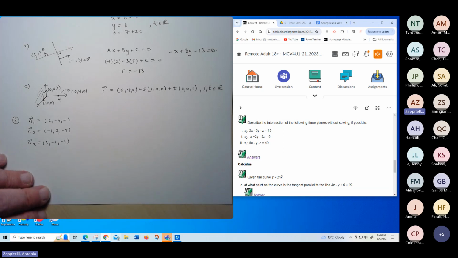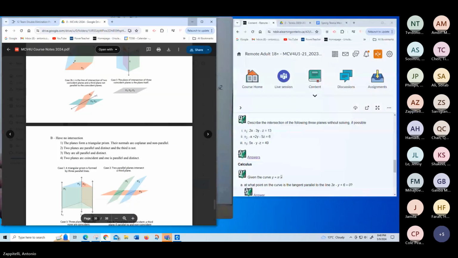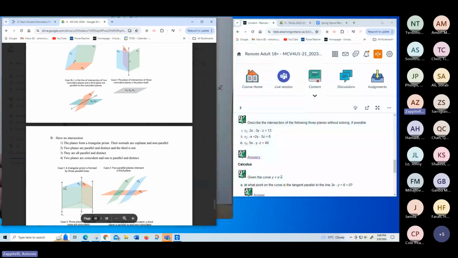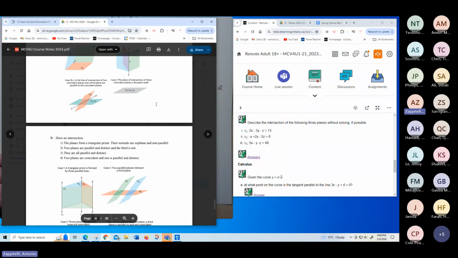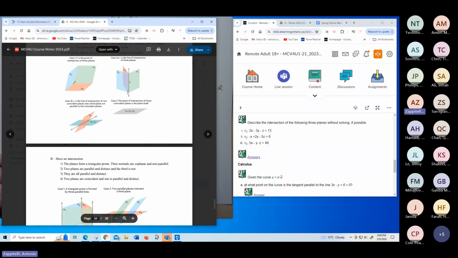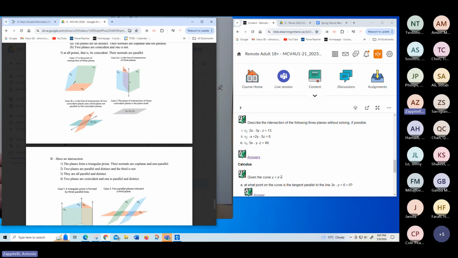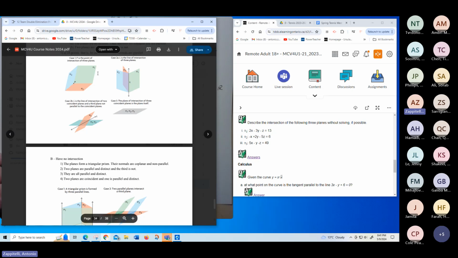So that means there's only 3 possibilities left. Okay, it could be the triangular prism where there's no intersection. It could be the 3 planes intersecting in a line where none of them are parallel to each other, or it could be intersecting in one point. And the difference is that with these two examples, the normals are coplanar, which is what we talked about earlier. The normals are all in the same plane. Whereas with this example, none of the normal vectors are coplanar.